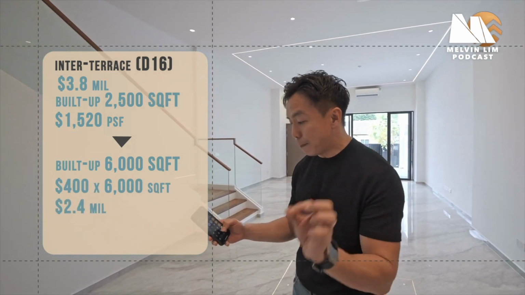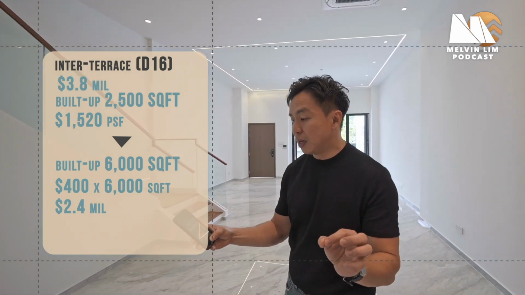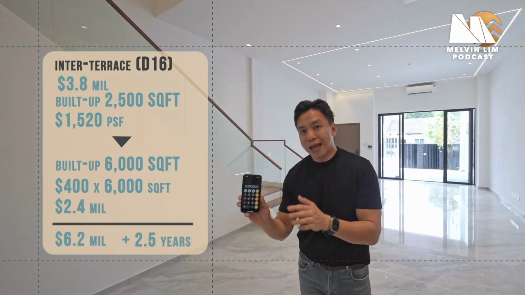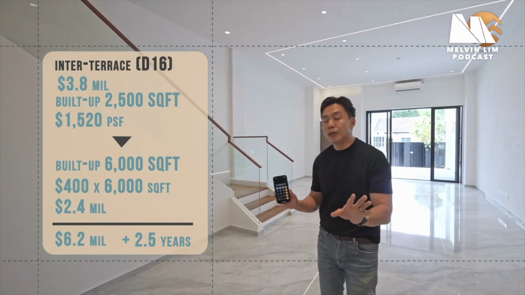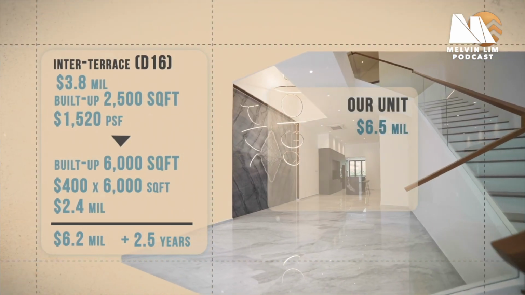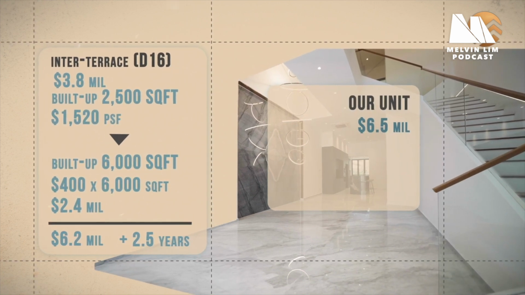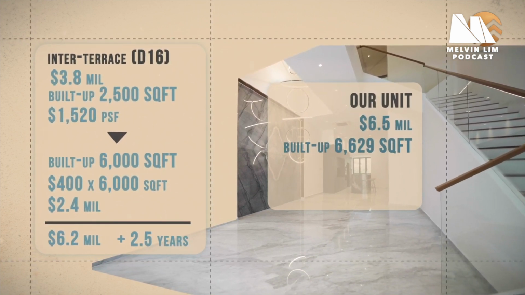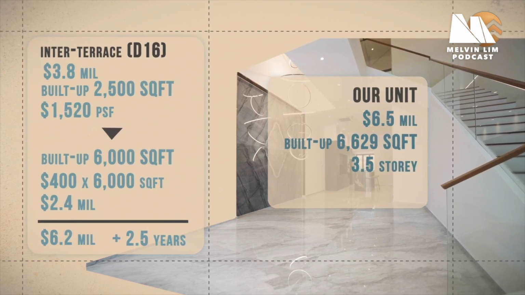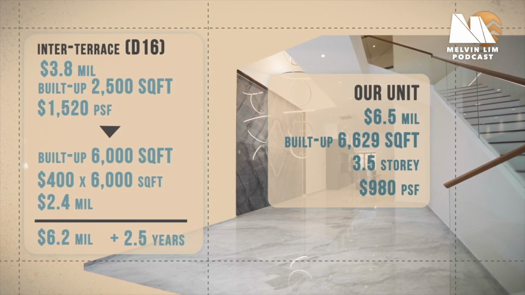And then when you add that back to the 3.8 million, this is technically going to be your total cost. Your total cost is going to be 6.2 million plus 2 to 2.5 years. Now, this brand new home is asking $6.5 million. If I divide by 6,629 build-up area over the 3.5 stories, this is going to give you a PSF of $980 per square foot.